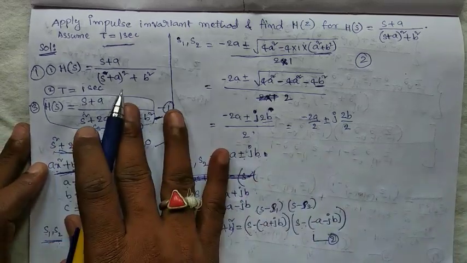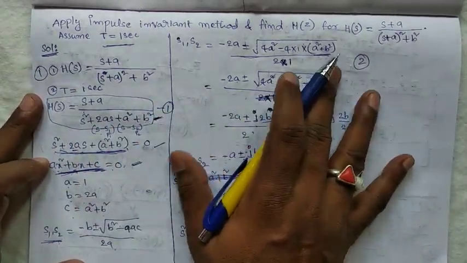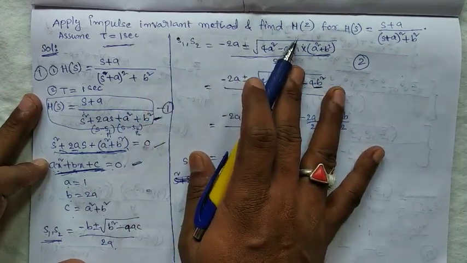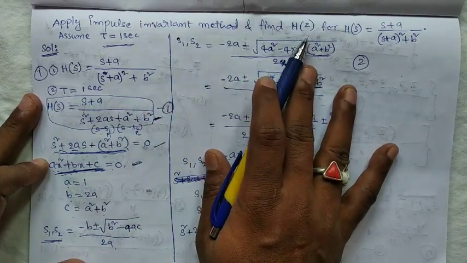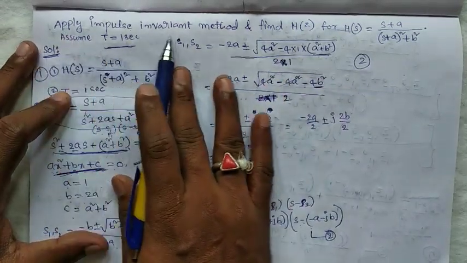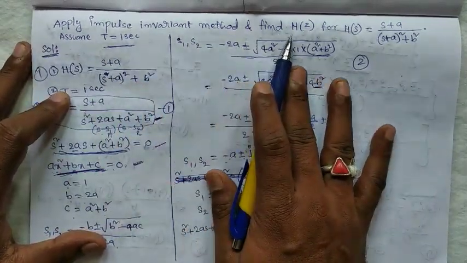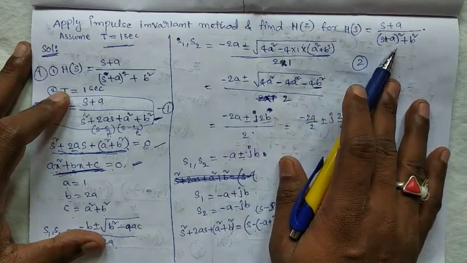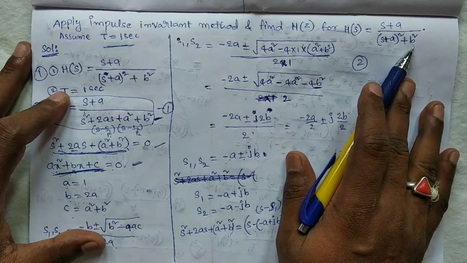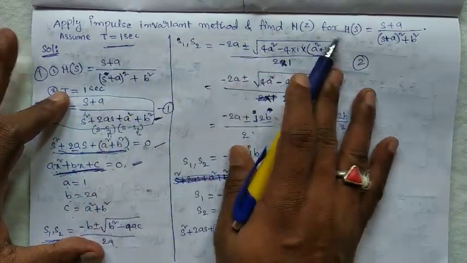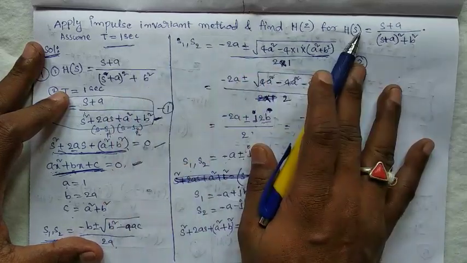Here in this lecture, we are going to discuss a problem on the impulse invariant method of designing a digital filter transfer function H(z). Apply the impulse invariant method and find H(z) for H(s) = (s + a) / ((s + a)^2 + b^2). Assume T = 1 second. This is the given problem.